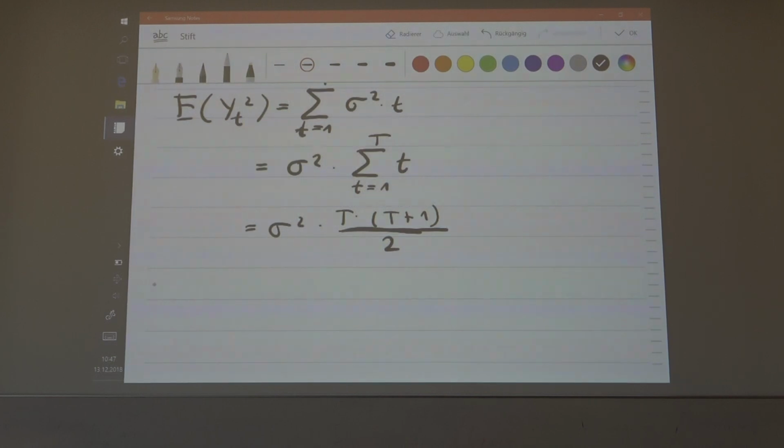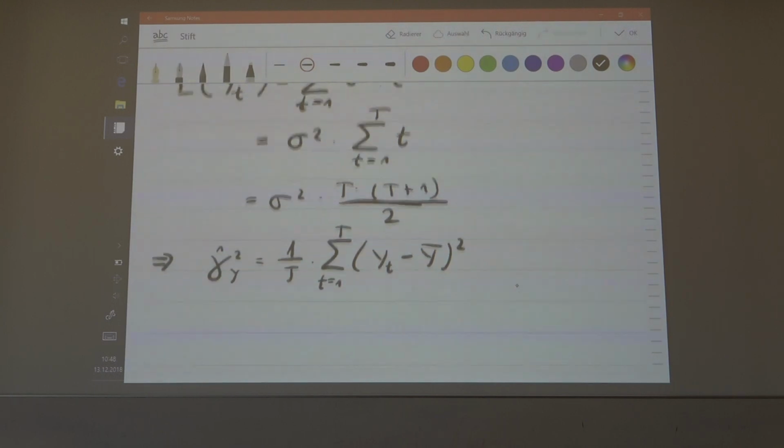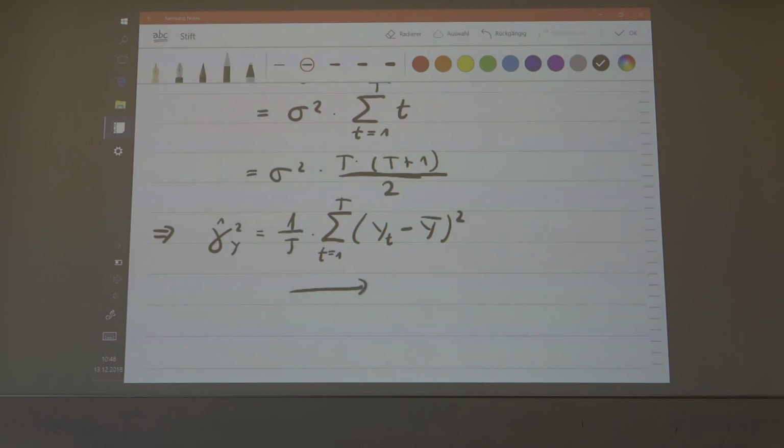So this implies, let me just summarize, that the empirical variance, which we call gamma squared of the process y, which was 1 over t times the sum of yt minus the expectation, which is the arithmetic mean in most cases, where t goes from 1 to capital T, converges to infinity almost surely as t approaches infinity.